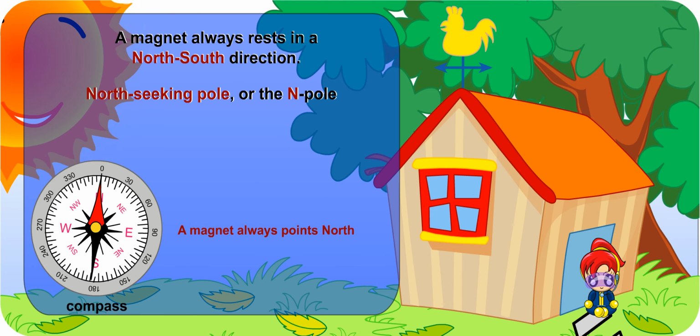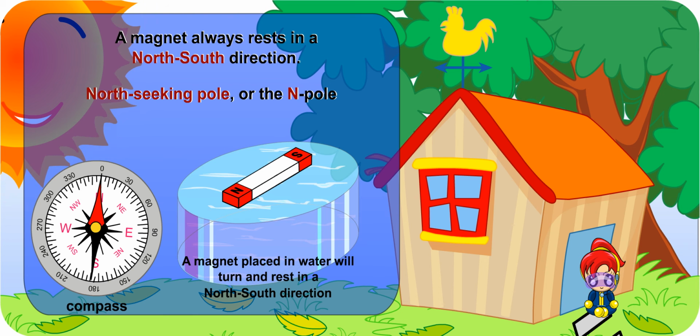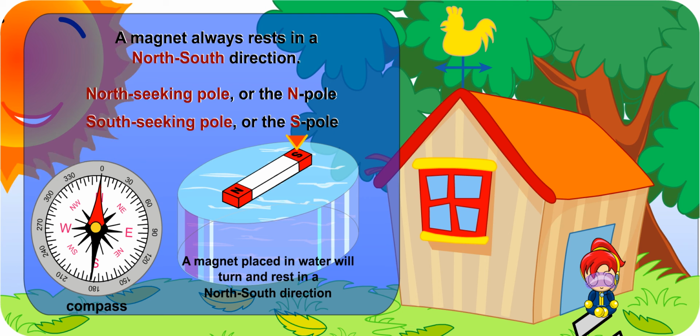A magnet always rests in the north-south direction. One end of the magnet points to the north. This is called the north-seeking pole, or the N pole. The other end points to the south. This is called the south-seeking pole, or the S pole.